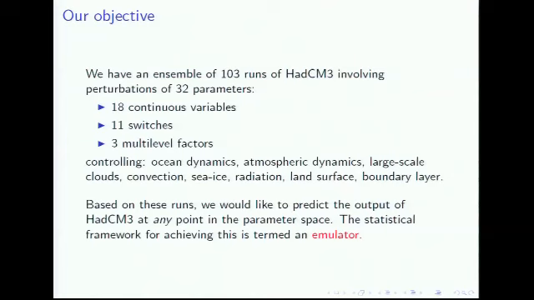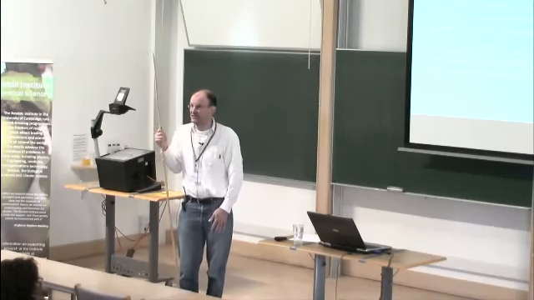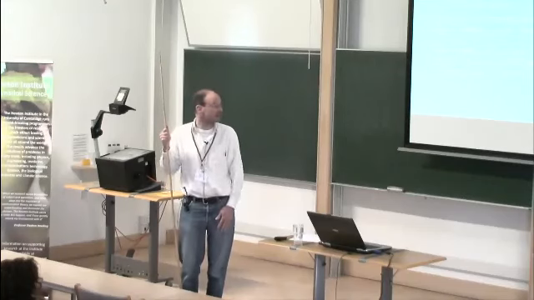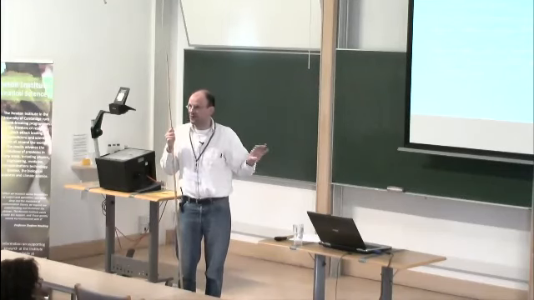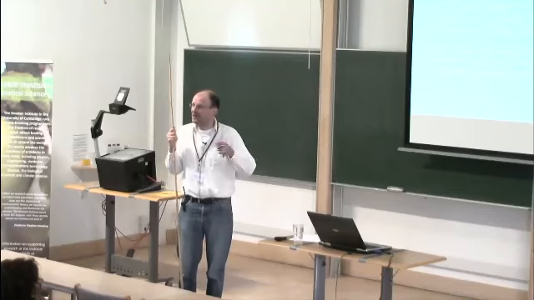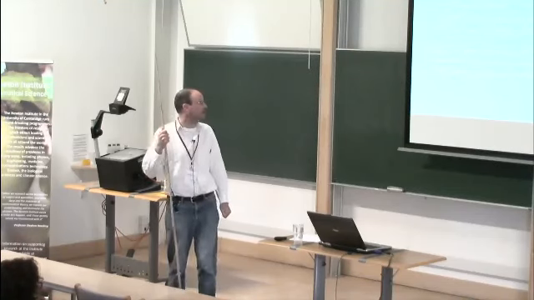Atmospheric dynamics, large-scale clouds, convection, sea ice, radiation, land surface, and boundary layer. So across those large-scale headings, we had 32 different parameters that we could move around. And those 103 runs represent 103 different combinations of perturbations to those 32 parameters. And in every case, the spin-up was to stability, so we didn't have to worry about perturbing the initial conditions particularly, although internal variability turns out to be a big problem, which I'll come back to.